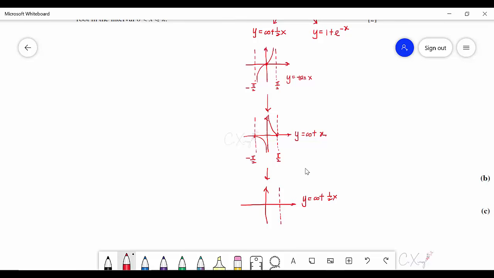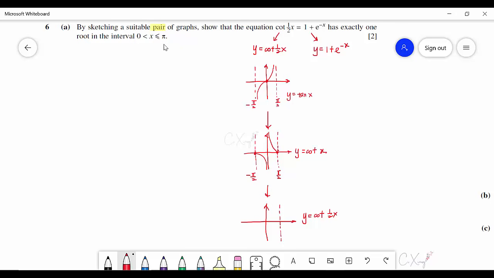Alright, so for y equals cotangent half x, according to the question, they want us to sketch from 0 until pi. So my original graph will look something like this. This is y equals cotangent x that I drew on the top right just now.